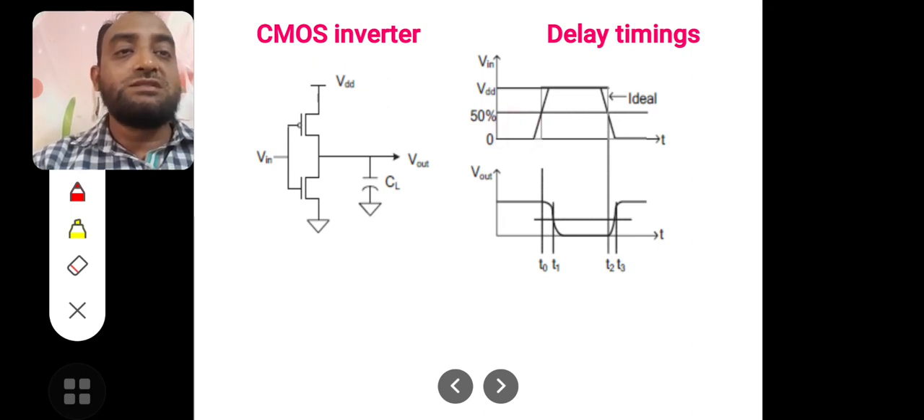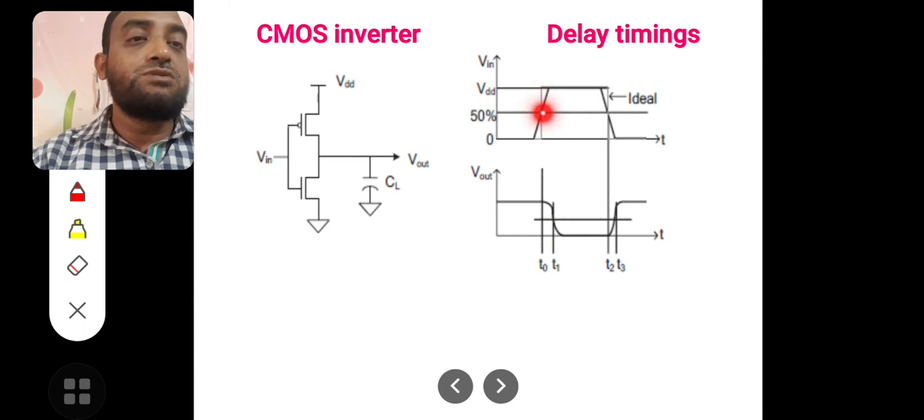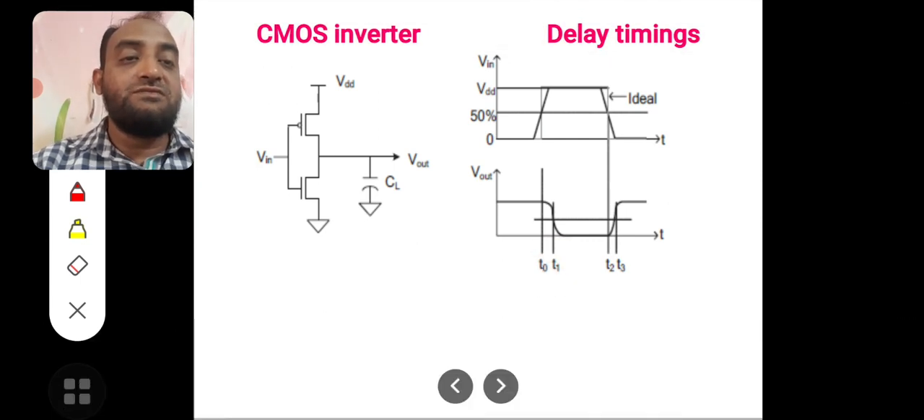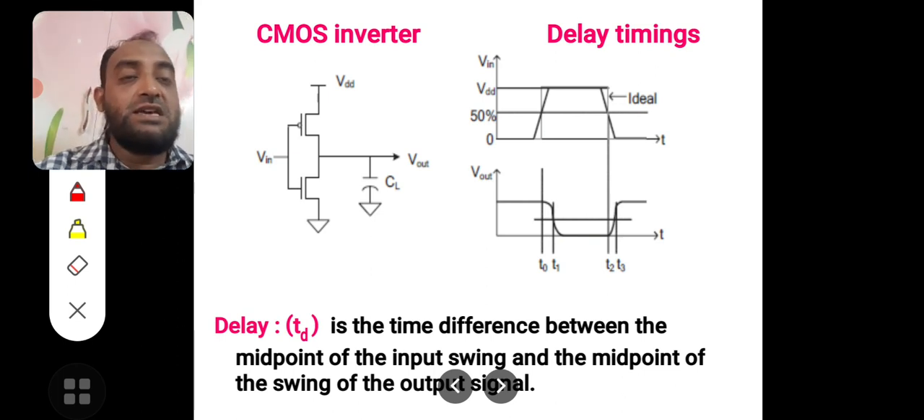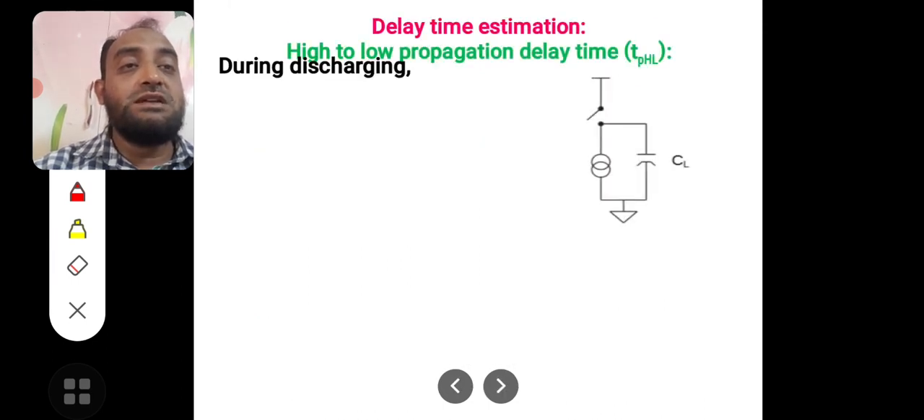When the input takes a transition from 0 to high, the output takes a transition after a little delay. That means when the input crosses 50%, it starts the transition, and a delay from T0 to T1 happens. These are the delay parameters of a CMOS inverter. The delay is counted using delay time TD. It is the time difference between the midpoint of the input swing and the midpoint of the output swing. That is the delay time.